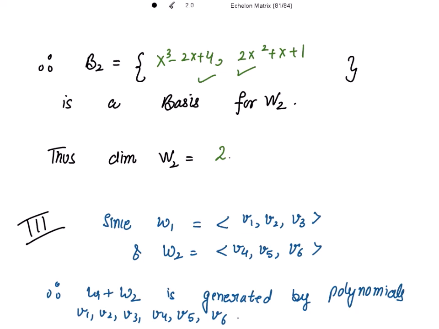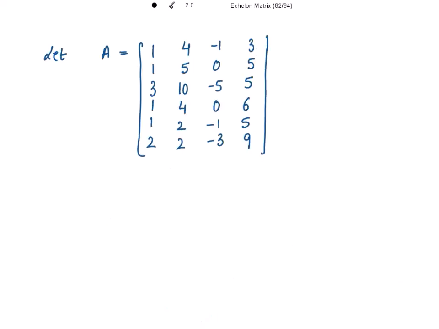Now to find the dimension of the sum of the subspaces, right? Since W1 is generated by these 3 vectors and W2 is generated by these other 3 vectors, their sum is generated by all these 6 polynomials, V1, V2, V3, V4, V5, V6. So after getting the coordinate vectors of these vectors relative to the basis B, let's write all the elements in a matrix form. I have already written all these in a matrix form. So let's get the echelon form from this matrix.